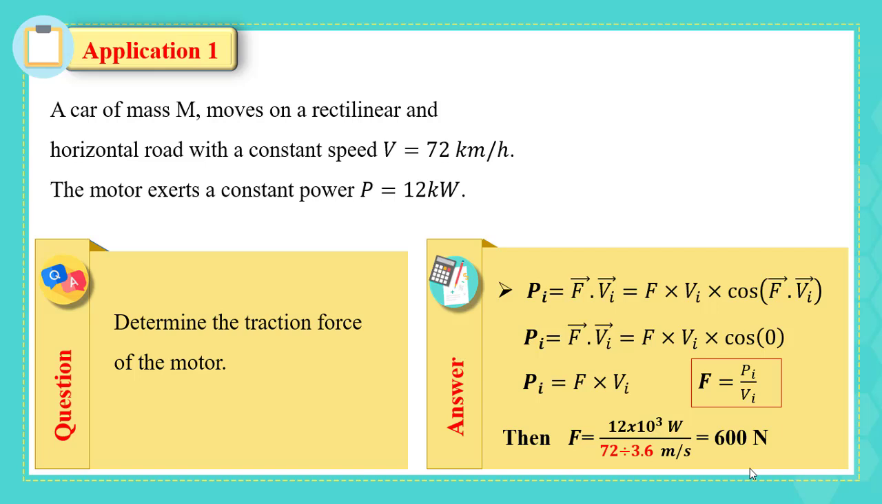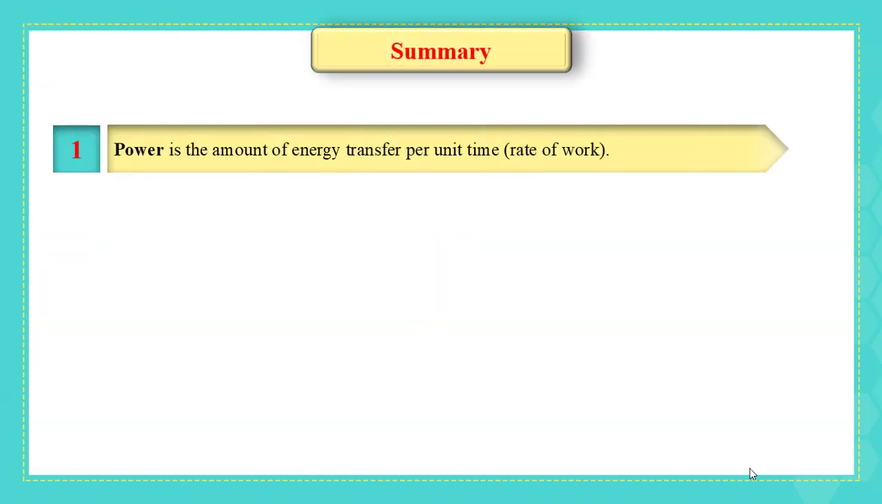Why did we divide 72 by 3.6? If the unit of the power is watt, it means that F is in SI unit, newtons, and the speed is in meters per second. So we should divide the speed by 3.6 in order to make it in meters per second. This is the end of this chapter.